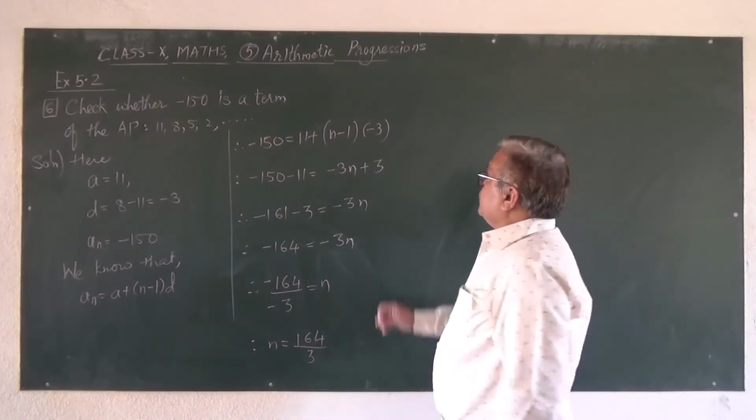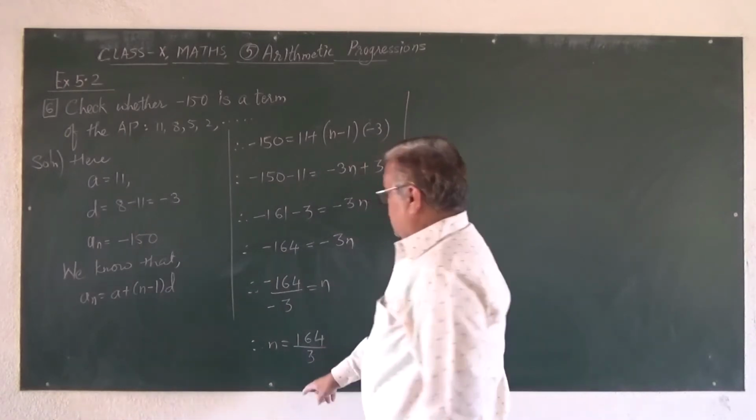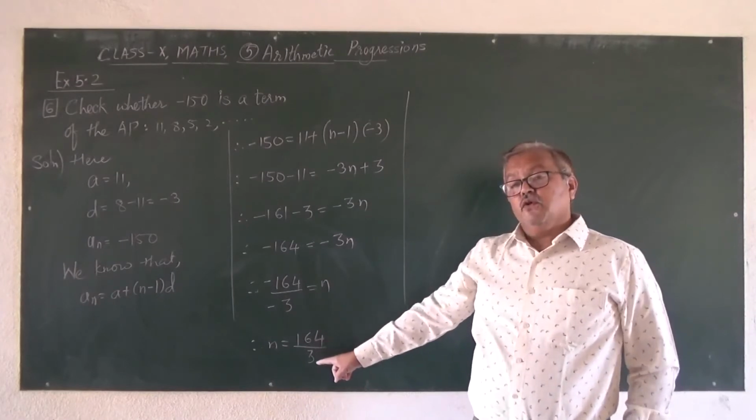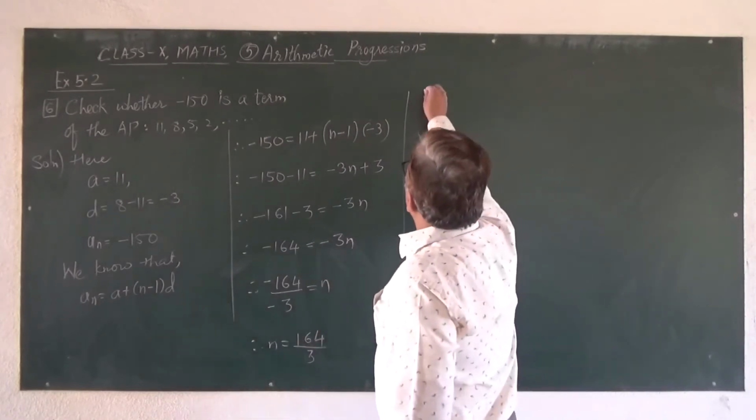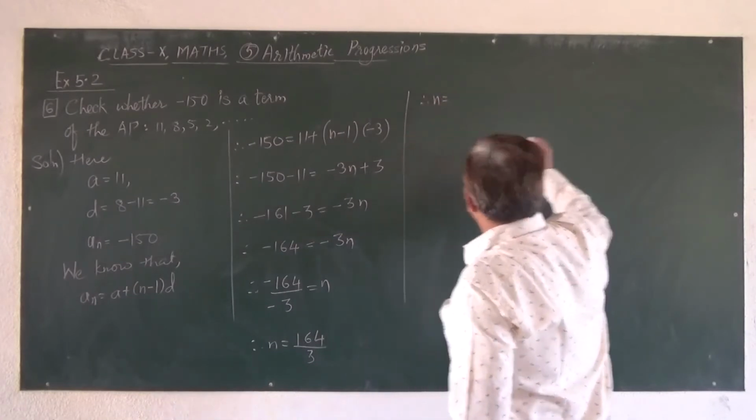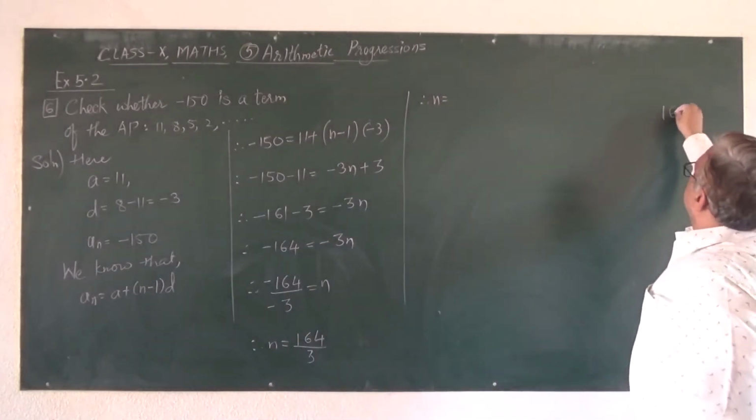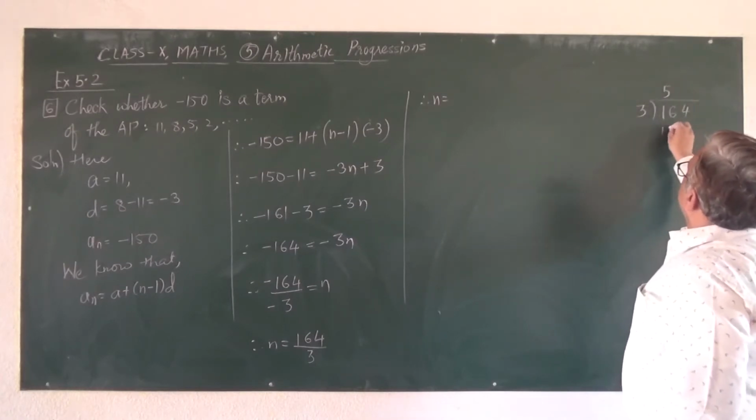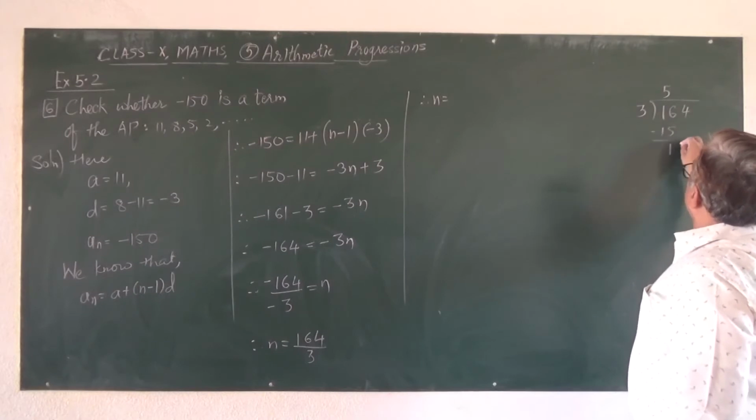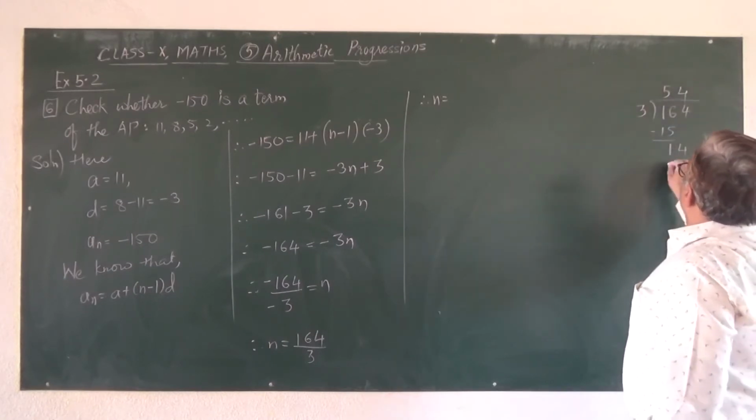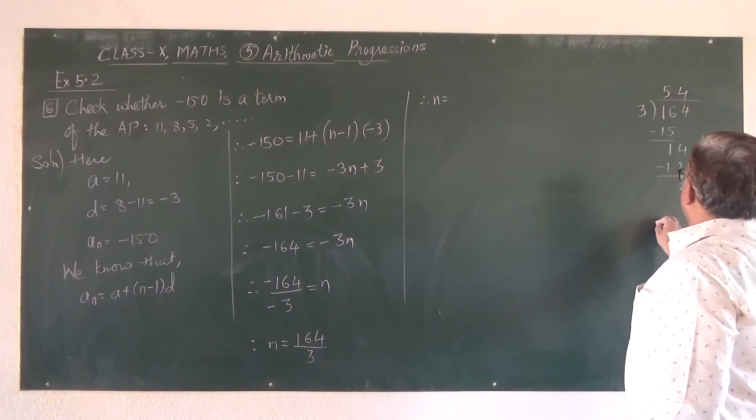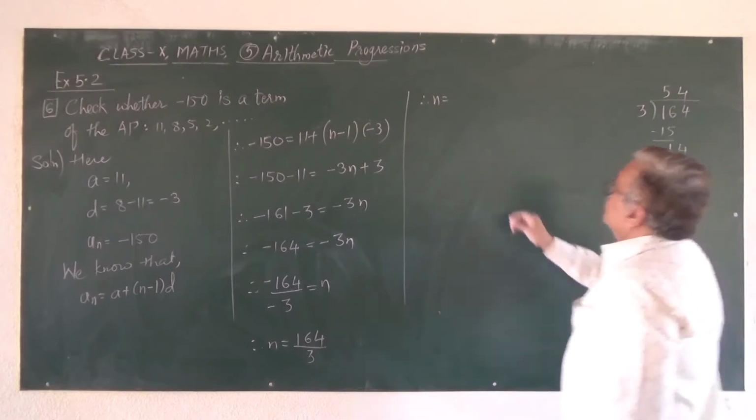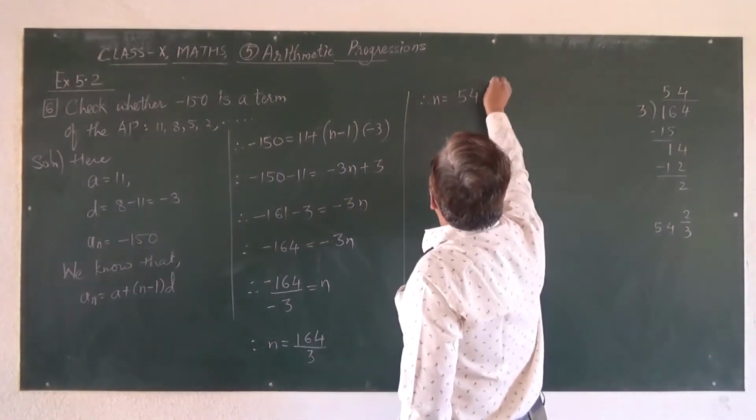So n should always be a whole number. Here if we simplify, then also you are going to get a fraction. Let us further try to convert into a mixed number. See here, 164 divided by 3. 3 5s are 15, remainder 1. 3 4s are 12, remainder 2. So it is 42, 54 complete 2 by 3. So n is 54 and 2 by 3.